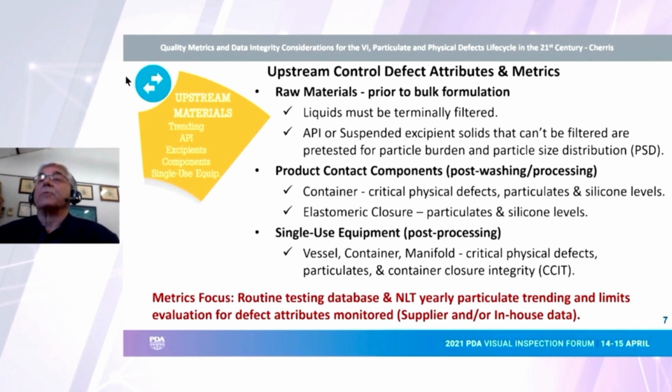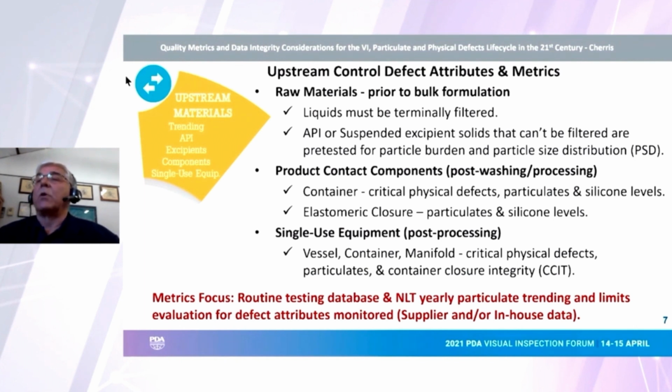All materials should be liquid and terminally filtered, but in the case where we have API or suspended solids that can't be filtered, they should be pre-tested for particle burden and particle size distribution. Product contact materials, post-washing and processing. For containers, the critical parameters would be physical defects, certainly critical physical defects, particulates, and silicone levels. For elastomeric closures, certainly particulates and silicone levels.